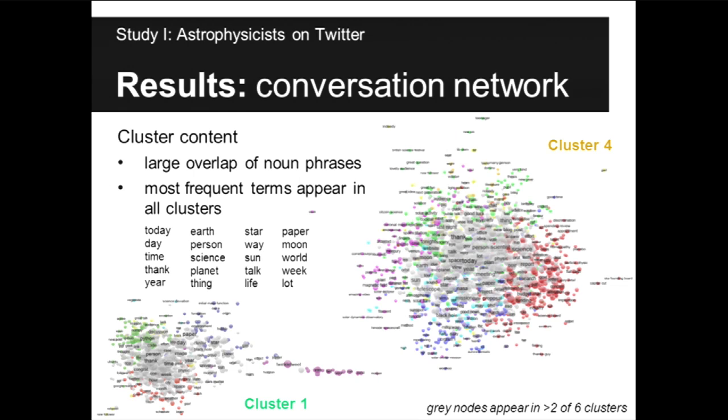If we look a little bit closer at the content of those clusters, we could find a large overlap, as I said earlier, of the noun phrases. So these are the most frequent noun phrases in the whole set of tweets. Something like today, time, thank, year, earth, person, very general terms. And we just took here 2 different clusters and all the noun phrases. And the noun phrases you see in the center, those that are gray, they appear in most of the other clusters as well. So they do talk about different things, but they mainly use the same words too.